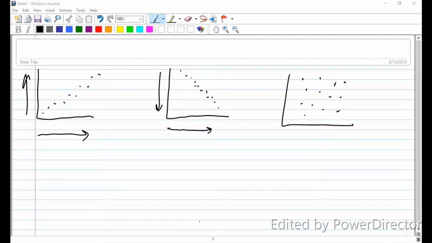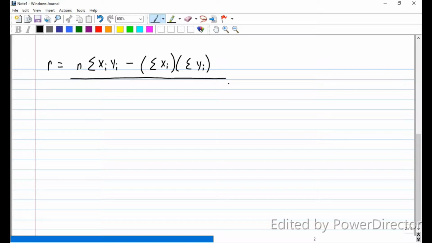Okay? So the computational formula, again, it's already written down for you, but I want to go through it, is R equals N times the sum of X sub I times Y sub I minus the sum of X sub I times the sum of Y sub I divided by the square root of N times the sum of X sub I squared minus the sum of X sub I squared.